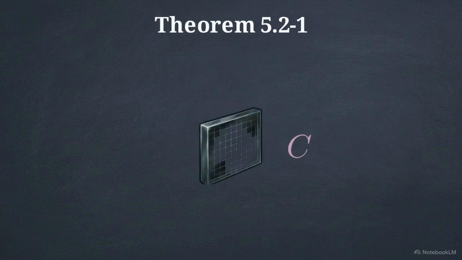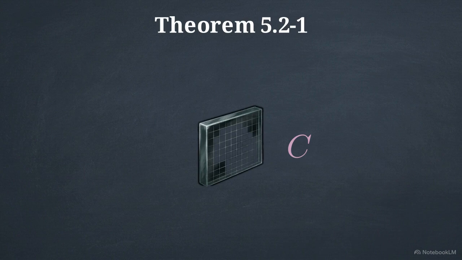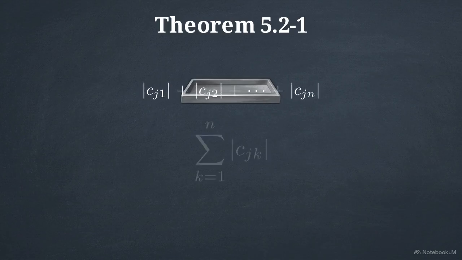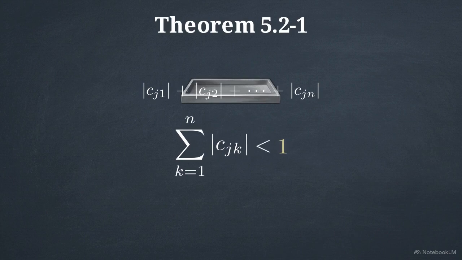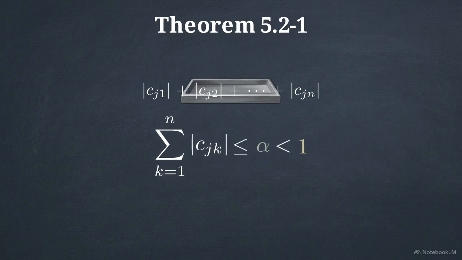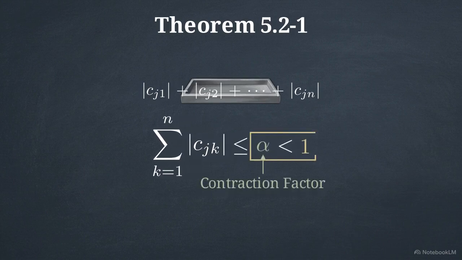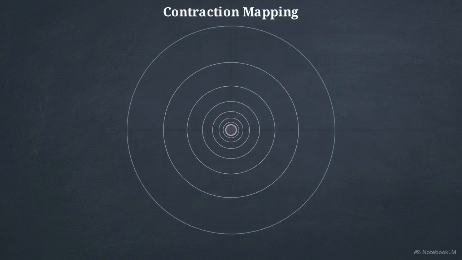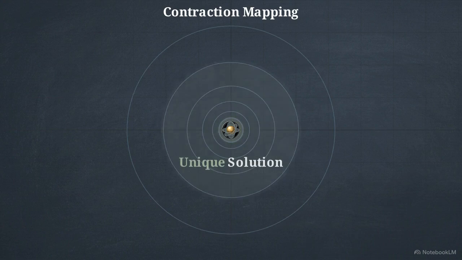This matrix C gives us the strict rule for making the theorem work, defined in Theorem 5.2-1. For this mapping to be a valid contraction, the sum of the absolute values of the coefficients in every single row of C must be strictly less than 1. That row sum limit acts on our contraction factor, alpha. If that condition holds, the geometry of the system guarantees that a single, unique solution exists.